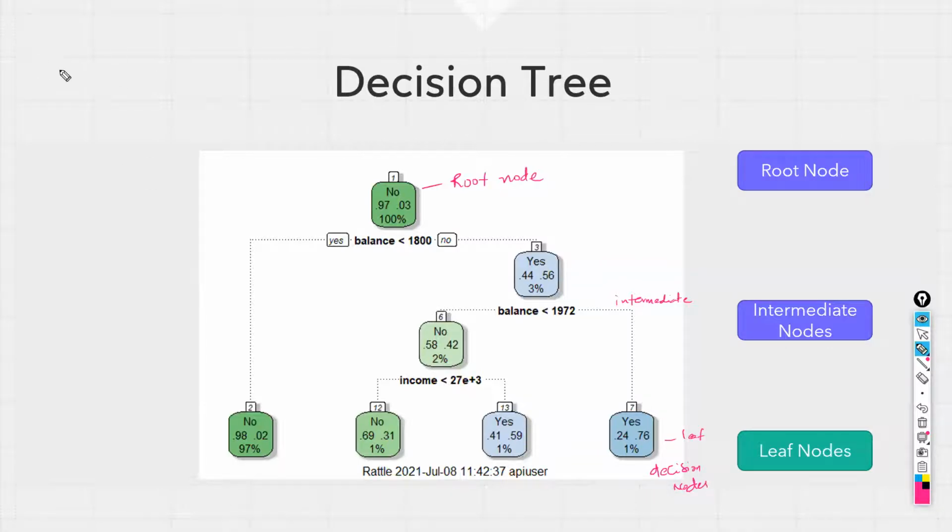Now let's start with the root node. So this is my root node. What is there in the root node? We have a training data.